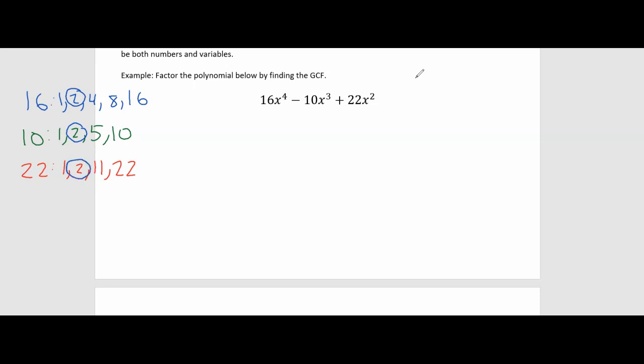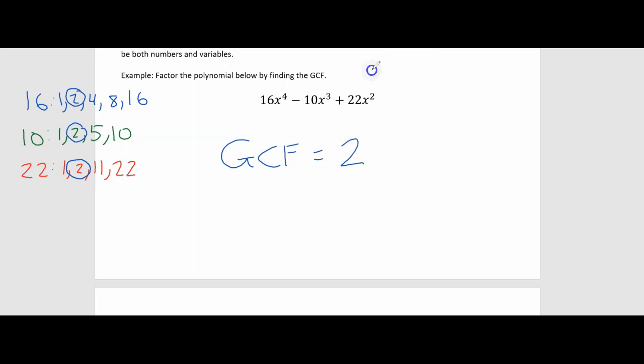That is the largest factor, or the greatest common factor, between all three of these numbers. That's 2. So I know that part of my GCF is 2. That's the number portion. Now I've got to figure out the variable portion, right?